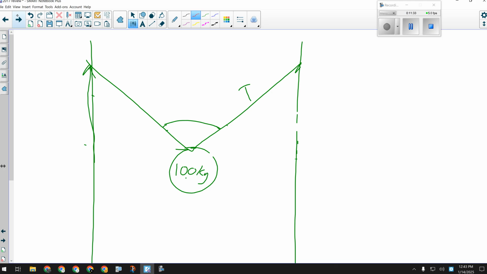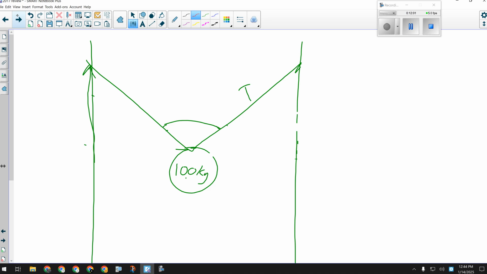What did we call these ones? These were static, right? Because it's not moving. In any static question, what's the net force? It's 0. The object's not moving, therefore there's no acceleration. So in this situation, the net force is 0. That means the forces pulling down have to be balanced by the forces pulling up. The forces pulling right have to be balanced by the forces pulling left.